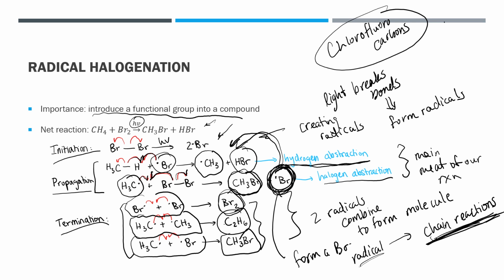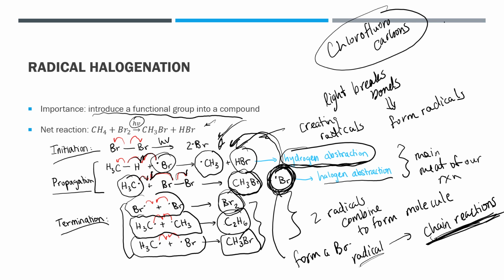The last thing I want to talk about is a molecule with multiple abstractable hydrogens. When we talked about hydrogen abstraction, we only looked at methane, right? And methane has 4 equivalent hydrogens. All of the hydrogens on methane are basically the same. But say that we have a molecule with multiple abstractable hydrogens, the one that will be abstracted is the one that forms the most stable radical.